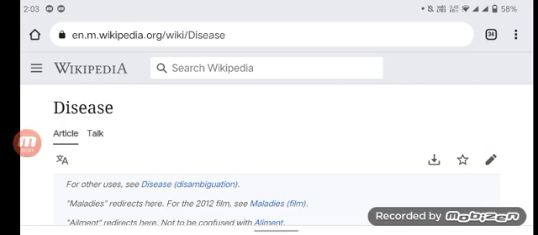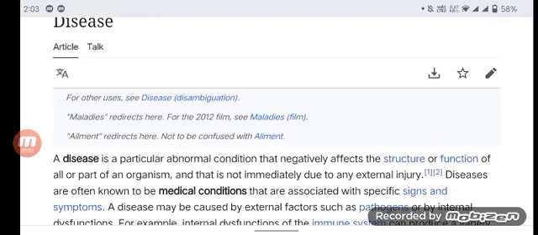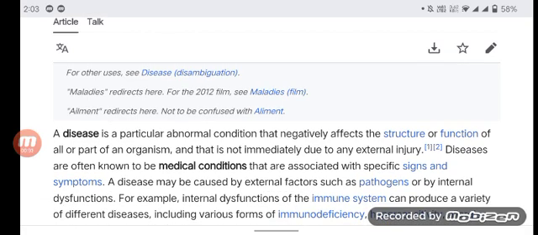Diseases. A disease is a particular abnormal condition that negatively affects the structure or function of all or part of an organism, and that is not immediately due to any external injury.